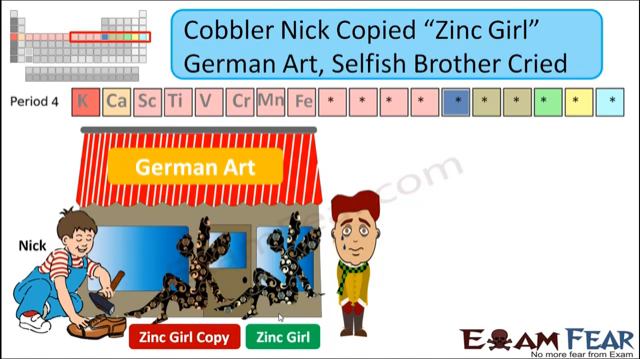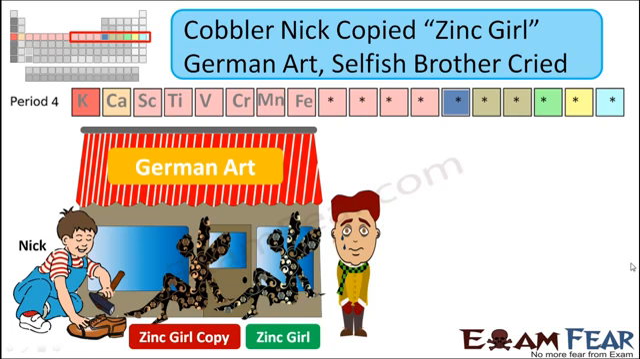Let's move on to the next half of period 4 elements. So can you guess by looking at the image on the screen? Here we see a cobbler named Nick, and we also see an art gallery, some German art gallery where you have some zinc girl statues, and we also see another guy who is in tears, crying. So the story here is cobbler Nick copied zinc girl, German art. Selfish brother cried. So here this gallery is basically the zinc girl German art gallery.